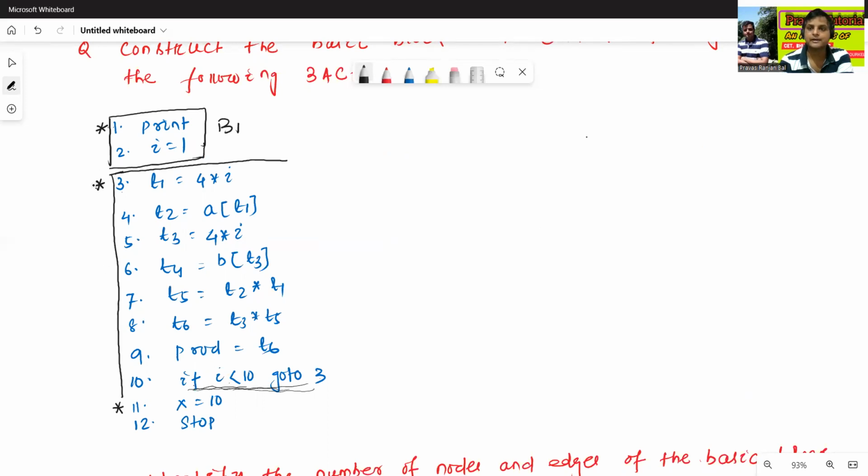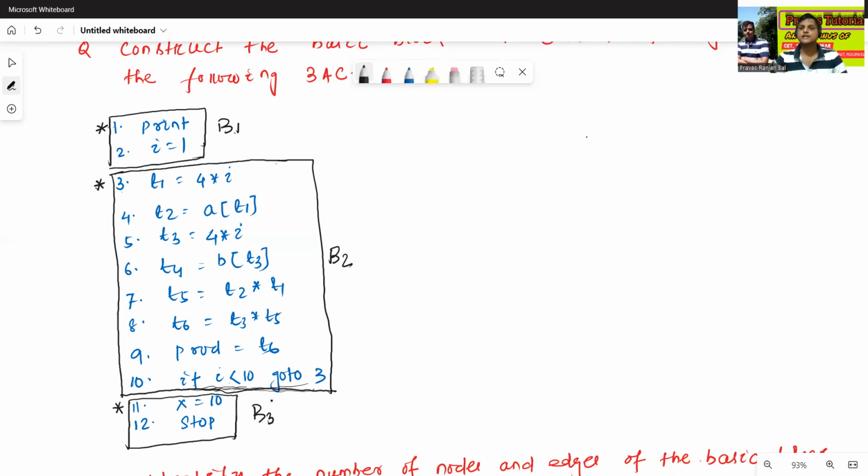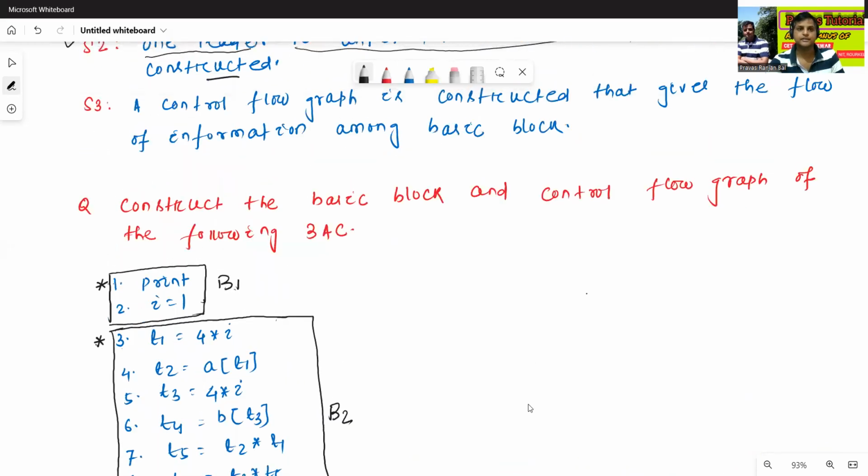So this is the second leader to third leader. See, we'll construct one more basic block here. Okay, this is first to second and second to third. Then we'll construct the remaining one. So this is basic block 1 and this is basic block 2 and this is basic block 3. That means step 1 is over and step 2 is over. Okay, now we'll see what is the third step.